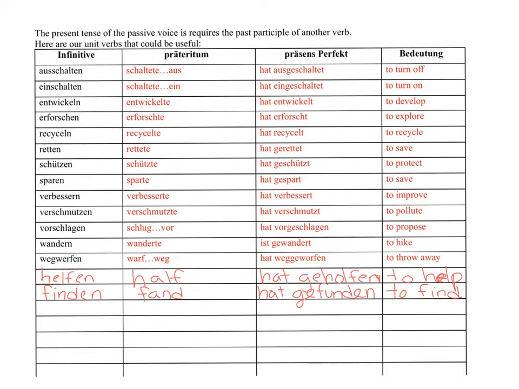Finden could be useful, like finding a solution for some environmental problems. So I did add that to our list here. The Präteritum is fand. The perfect is hat gefunden. So if a solution is being found, eine Lösung wird gefunden. So these forms in the perfect are the ones that you are going to use in the passive voice. So all of these that I'm circling here.